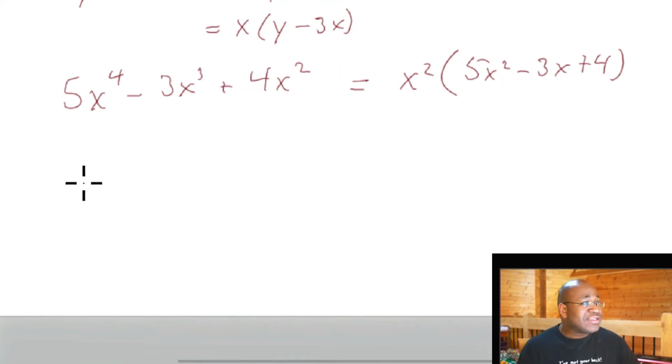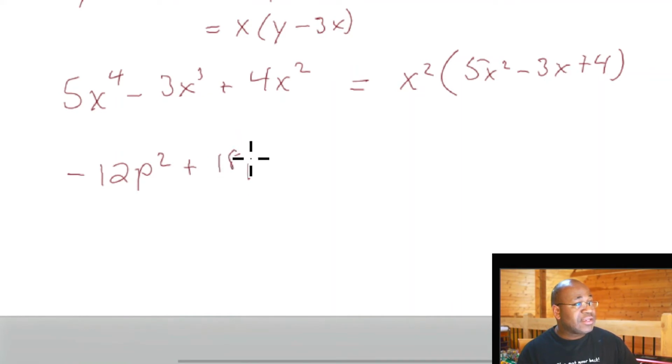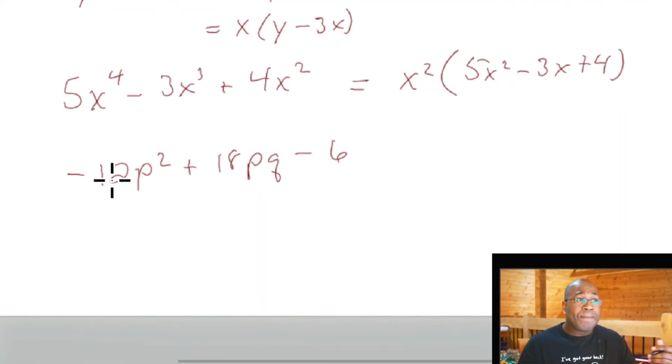So for instance, you may have a case where your polynomial begins with a negative number. Say, for example, negative 12p squared plus 18pq minus 6. So in this case, the first term is a negative term. Now, we can see that the common factor here is going to be 6. And we could just factor out 6. In some instances, however, we may want to factor out the negative as well as the numerical factor.